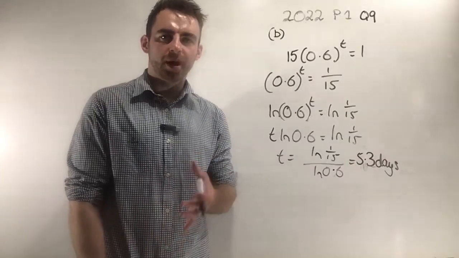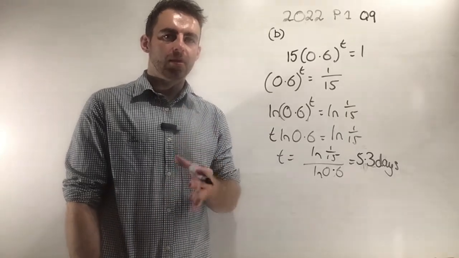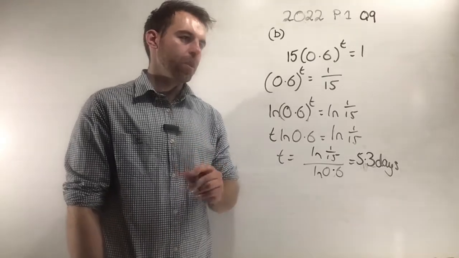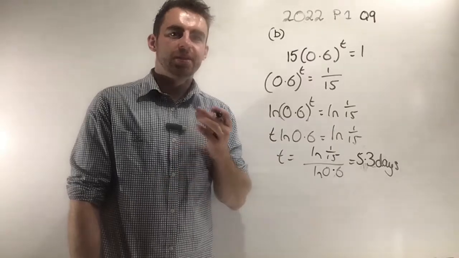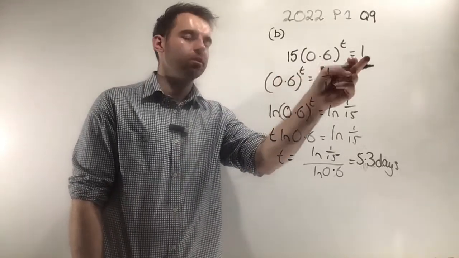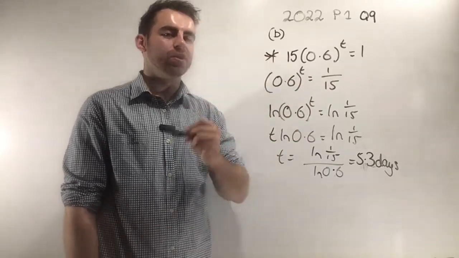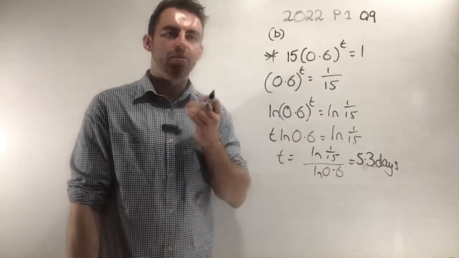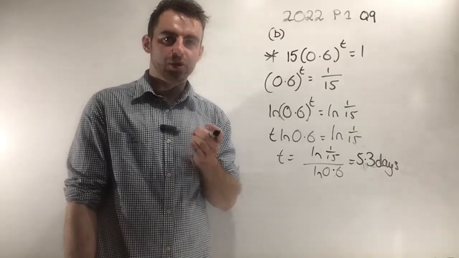In part B, we're asked to work out, after one dose of 15 milligrams, how long will it take before there's only 1 milligram left in Alex's blood? That means 15 times 0.6 to the power t tells me the number of milligrams that are left. So I want to know, when is this equal to 1? Once you sub in here, you've got one equation and one unknown, which means you can find t. You should recognize at this point that the unknown is in the power. Whenever the unknown is in the power, we have to introduce logs.